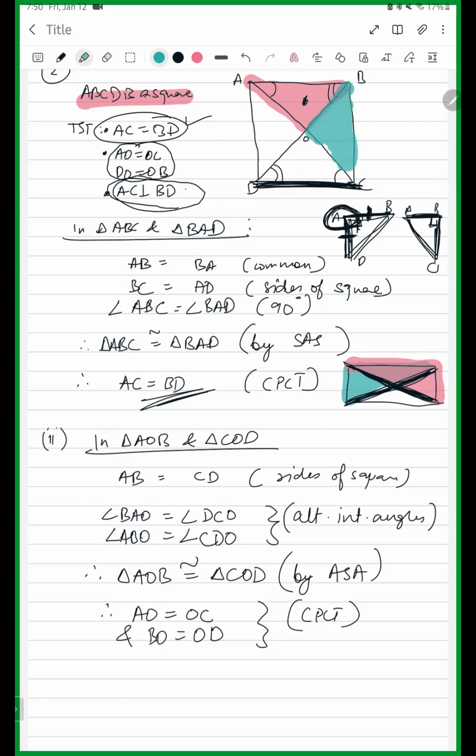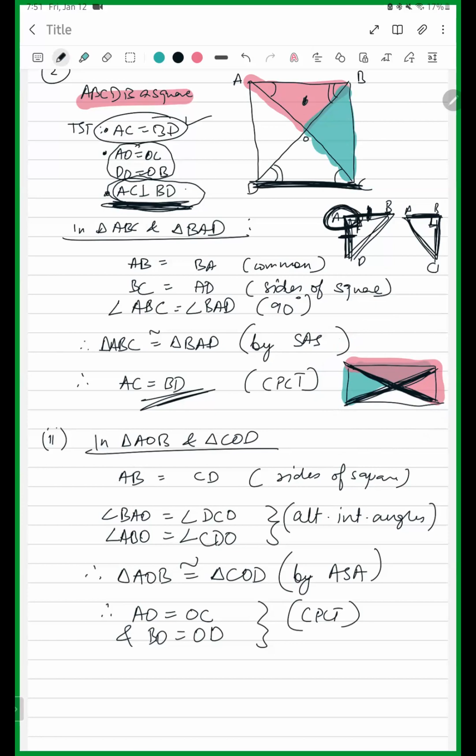Wait, when do we take adjacent triangles again? Adjacent triangles we take when we have to show the diagonals are perpendicular to each other. In that case, we should take adjacent triangles which are not overlapping. See, over here these two were also kind of adjacent, but they were overlapping in the first case. But in the third case, we take adjacent triangles that are not overlapping.